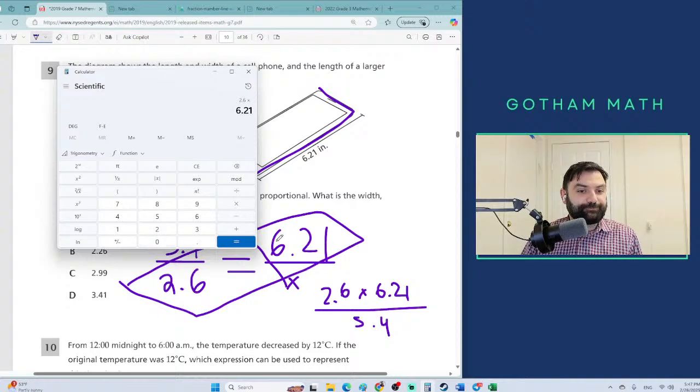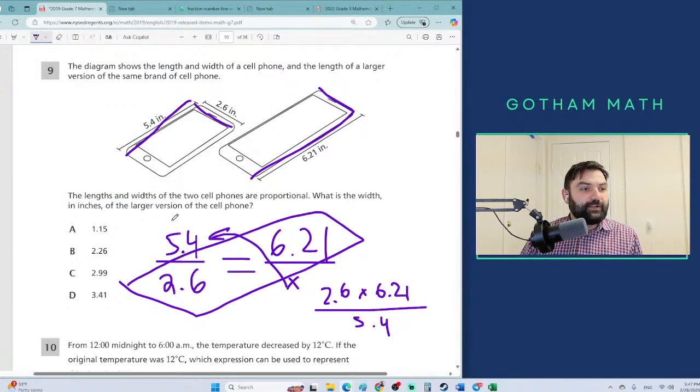6.21 divided by 5.4. 2.99. And what is the width? That's it. That's it. 2.99.